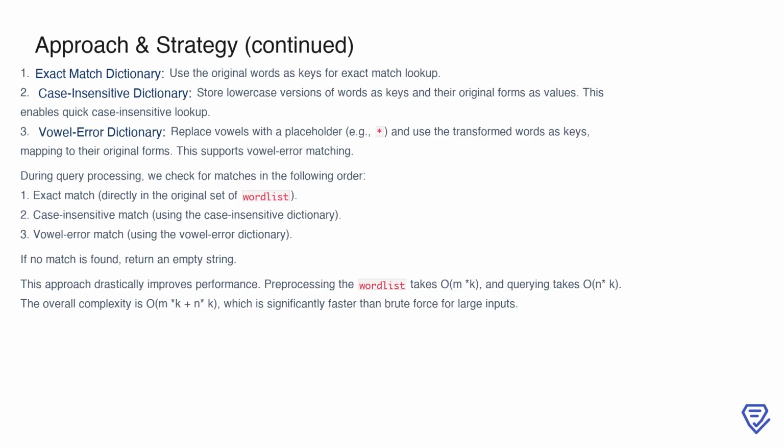During query processing, we follow a clear hierarchy: start by checking for an exact match in the original dictionary, then look for a case-insensitive match, and finally, attempt a vowel error match using the last dictionary. If none of these checks yield a result, we return an empty string. This approach significantly enhances performance, as pre-processing the word list takes O(m * k) time, and querying takes O(n * k). Combining these, the total time complexity is reduced to O(m * k + n * k), which is much faster than brute force for larger datasets.